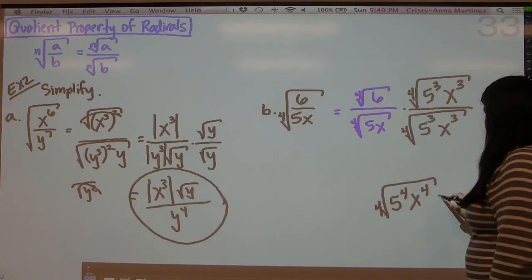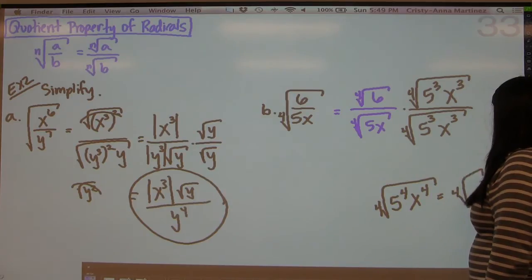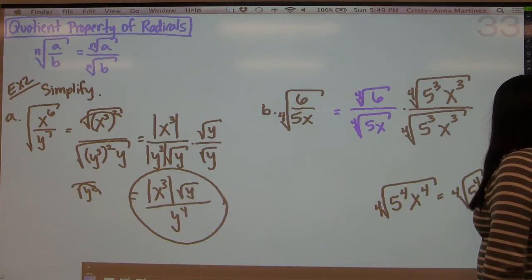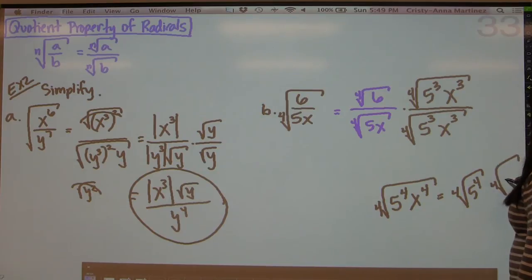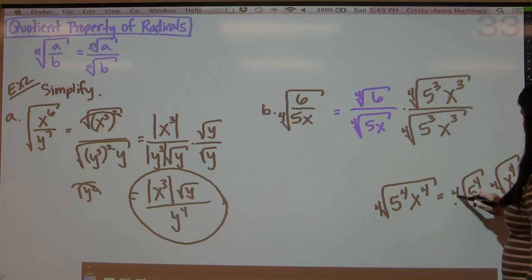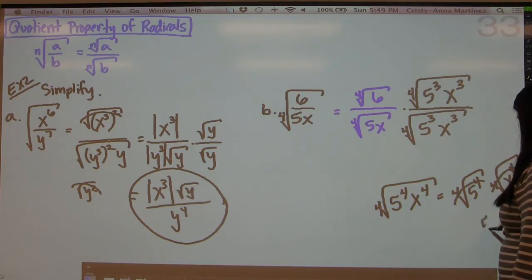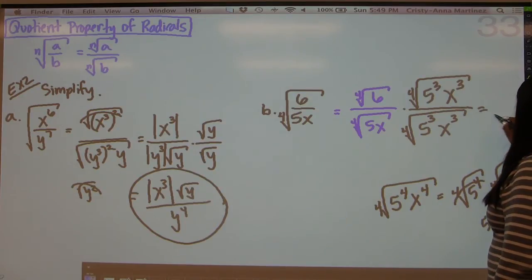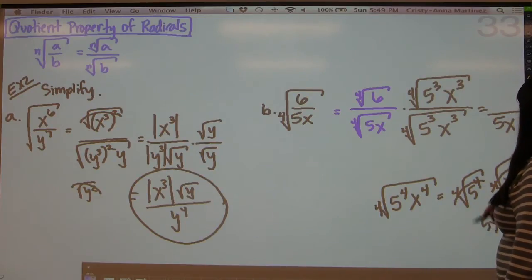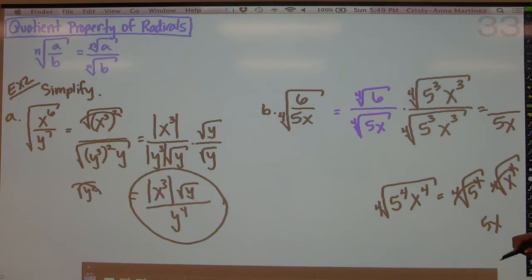So now you get the fourth root of 5 to the fourth and the fourth root of x to the fourth, and they cancel and you just get 5x on the bottom. Okay? Again, you should probably have absolute value bars on the x because of the even power. This is an odd power, so it could be negative, and so you want to make sure that it stays positive. So absolute value of x.